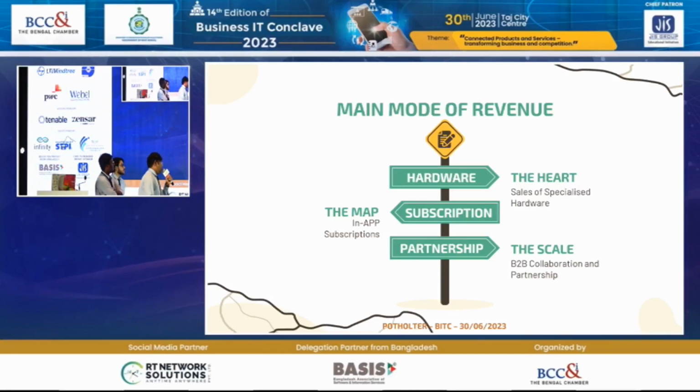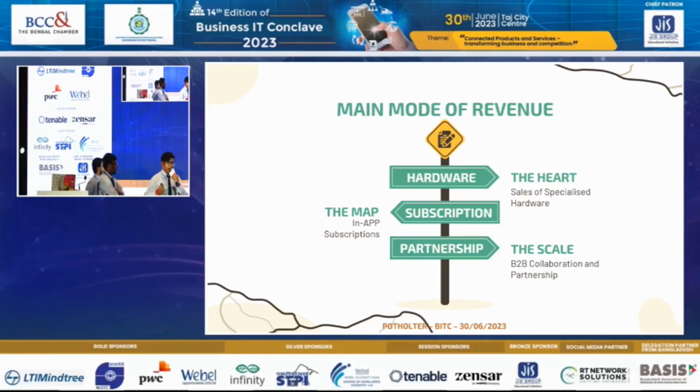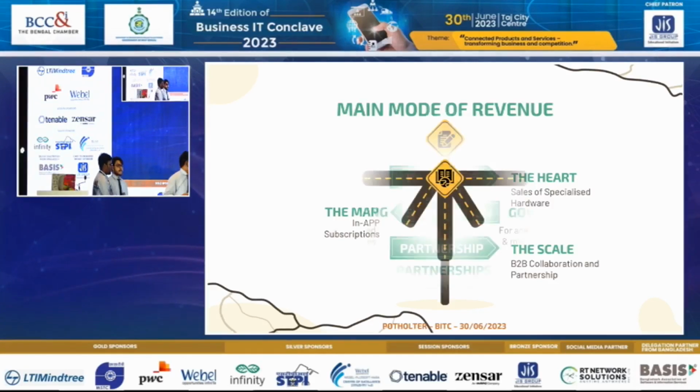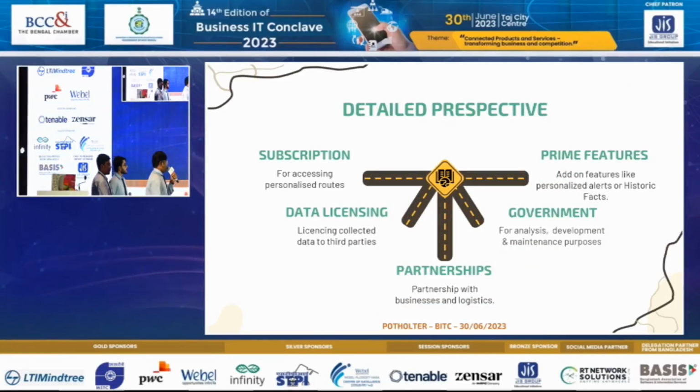Then we can get a portion of revenue from the subscription, like in-app subscription. Then the third thing is partnership. We can collaborate with different companies with our project, right? So from that we can earn revenue. Let's have a detailed look at our revenue generation model.